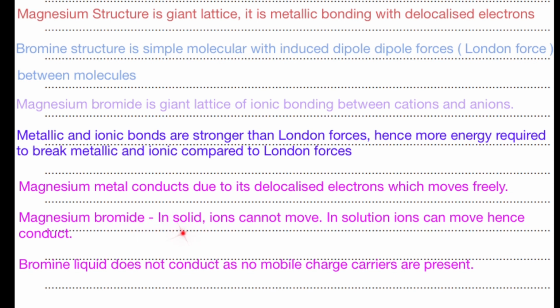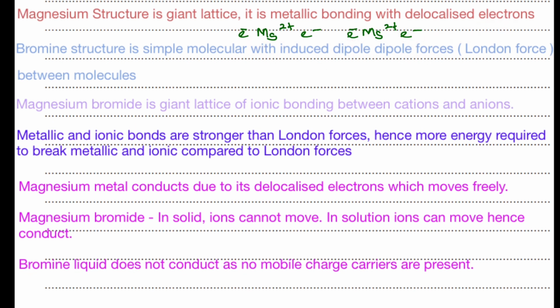Magnesium bromide in solid, ions cannot move, but in solution, ions can move, hence conduct. Bromine liquid does not conduct, as no mobile charge carriers are present in bromine. So you know about magnesium, when you do metallic bonding, it's going to be Mg2+ and e-, Mg2+, e-, and that's what metallic bonding is, and this is what the electrons are, the delocalized electrons, hence made it conduct.